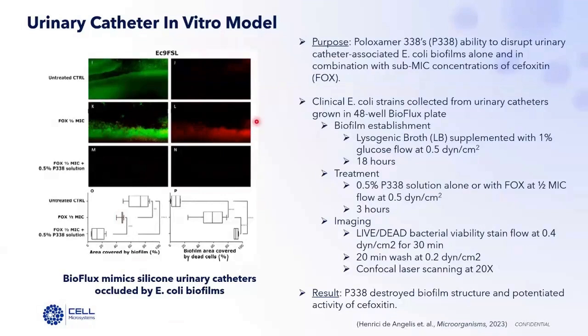are dead. From the figure, we can see that the area covered by the EC9 FSL strain biofilm was reduced by about 60% when the combination therapy was used, as opposed to about 25% when only half of the minimum inhibitory concentration of cefoxitin was used. And we can also see that the number of dead cells significantly increased post-treatment. These results not only show that the bioflux can be used to recreate the environment of a urinary catheter, but that poloxamer 338 might be a great therapeutic candidate to eradicate catheter-associated biofilm infections.